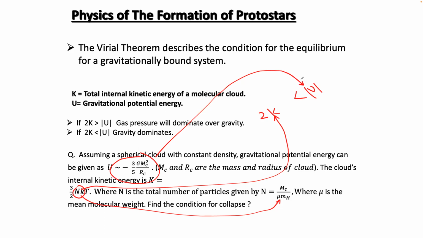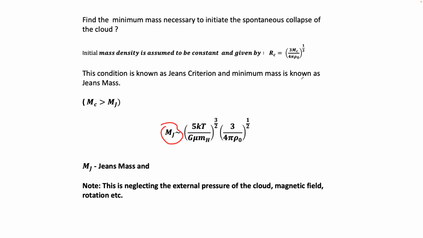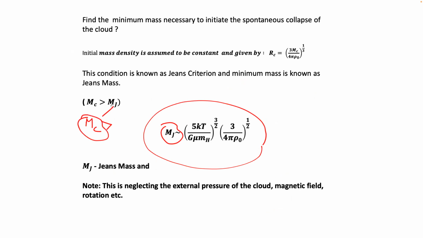So I just want you to try that and see whether you can get this equation right here. So you will get something like M_C, not M_J, should be greater than some value, right? And this particular value is what we call the Jeans mass at the end, right? This condition is basically known as the Jeans criterion, and the minimum mass is known as the Jeans mass, right?